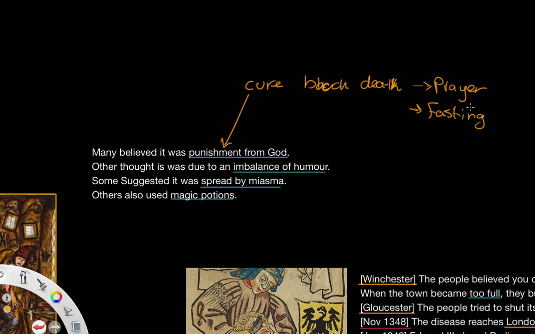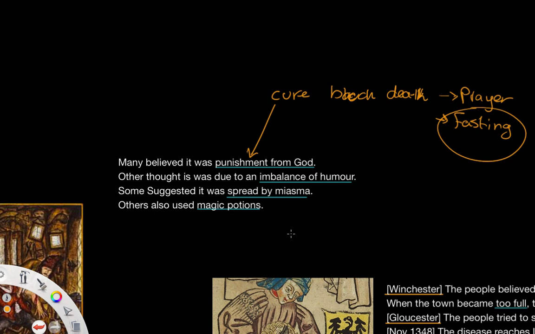Okay, so they believed that praying, they believed that fasting would help cure the Black Death. Now, specifically the latter is probably the worst thing that you could do during the Black Death, is to just not get enough nutrients inside your body. However, they believed that's what would happen.